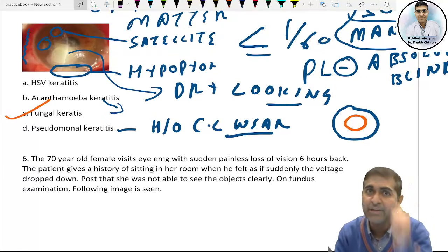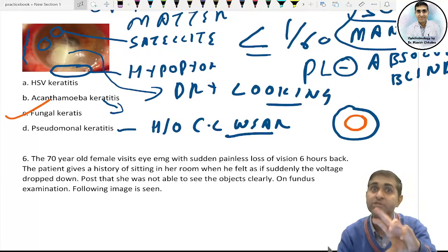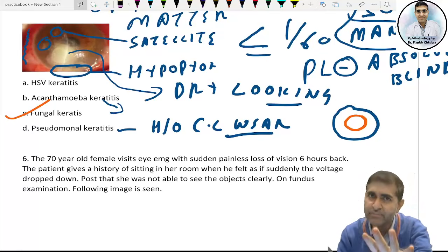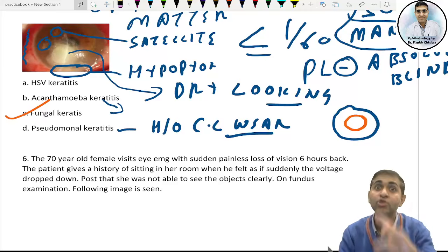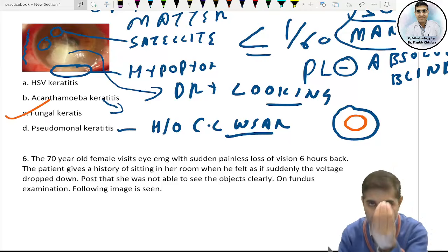What will be the treatment of choice? If the fungus is filamentous and branched, you will go for natamycin. What will be the treatment of choice? If the fungus is unbranched, you will go for nystatin. The new generation antifungal, voriconazole. These are few important things that you should remember.